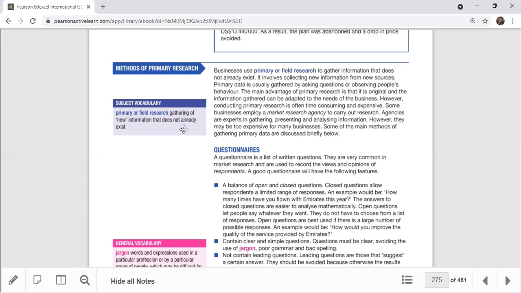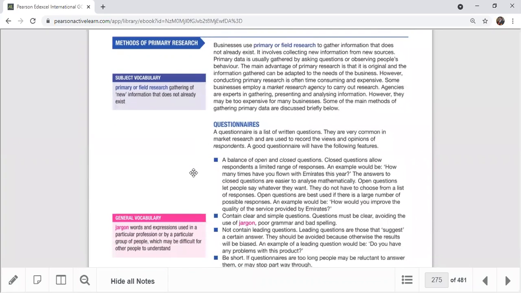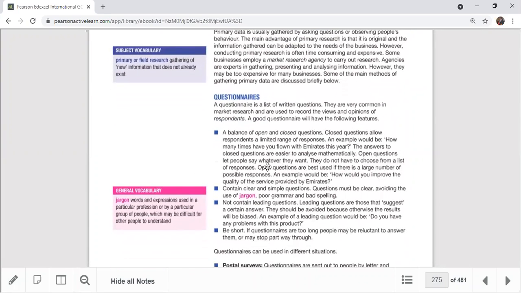So here we go. The main method of primary market research, number one, is the questionnaire. The questionnaire method is mainly to give you the information that you are getting. You have to prepare some questions, and then gather the information through the questionnaire. You have to give it to the people, the customers. So it's a written method, written questions, probably printed versions. It's a very common method.